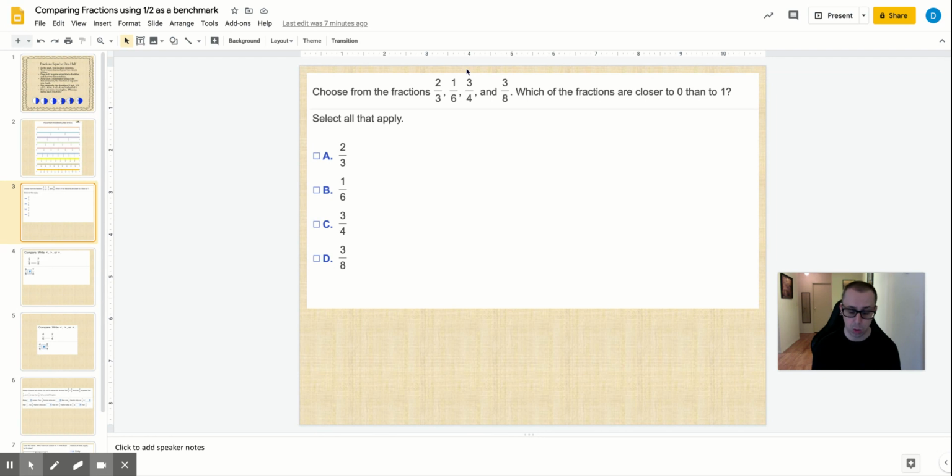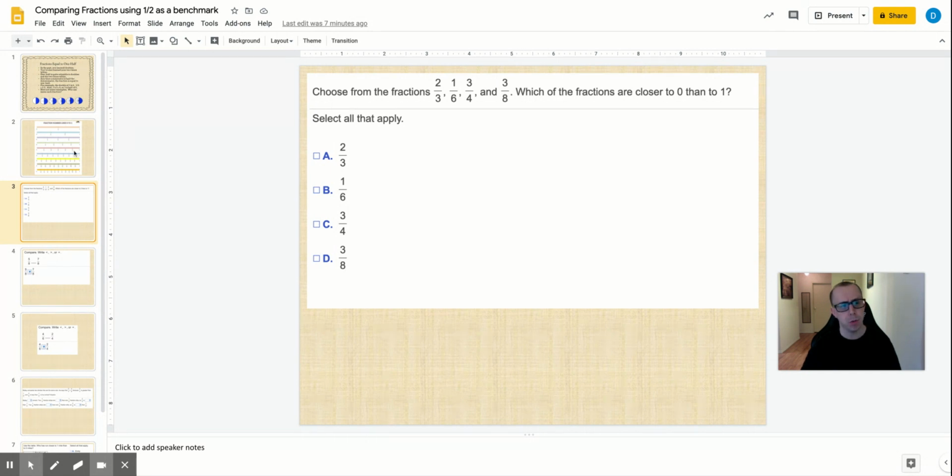So is that closer to 0 or 1? Is it more than 1/2 or is it less than 1/2? Same thing for 3/8. 4/8 is equal to 1/2. So is 3/8 less than half or more than half?